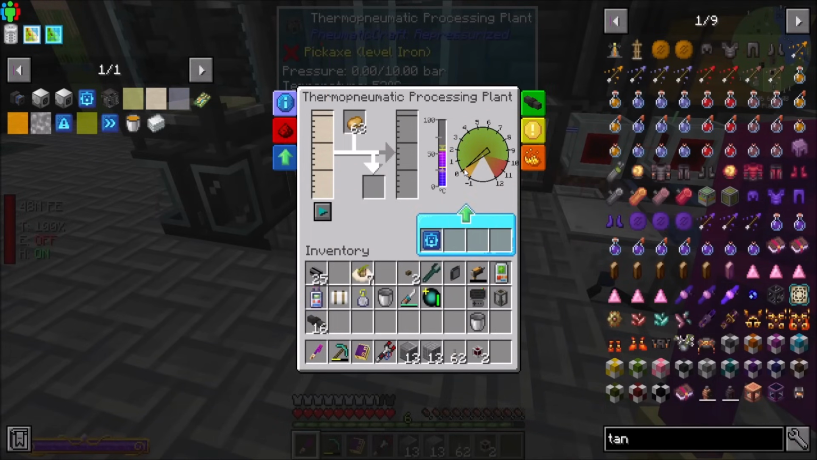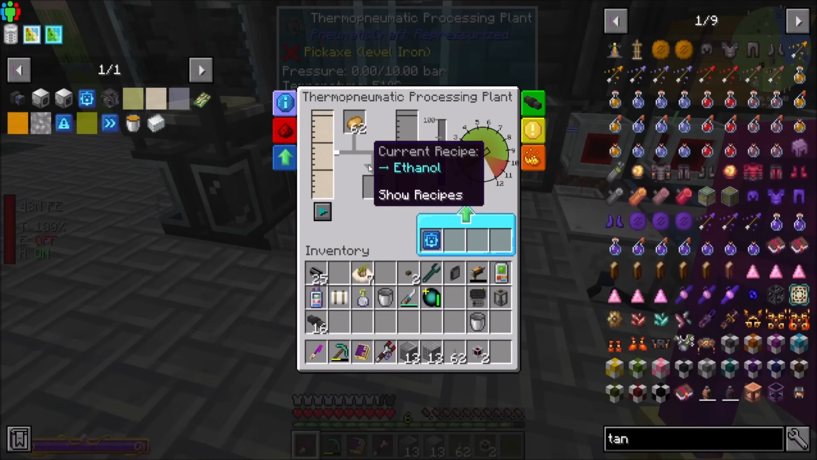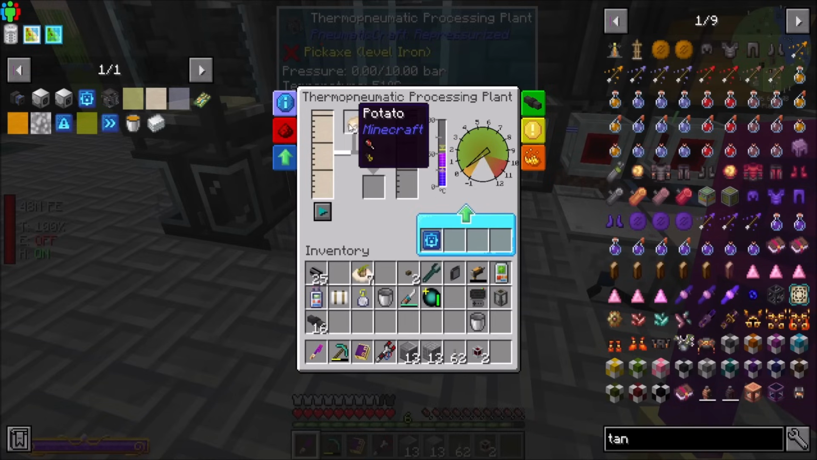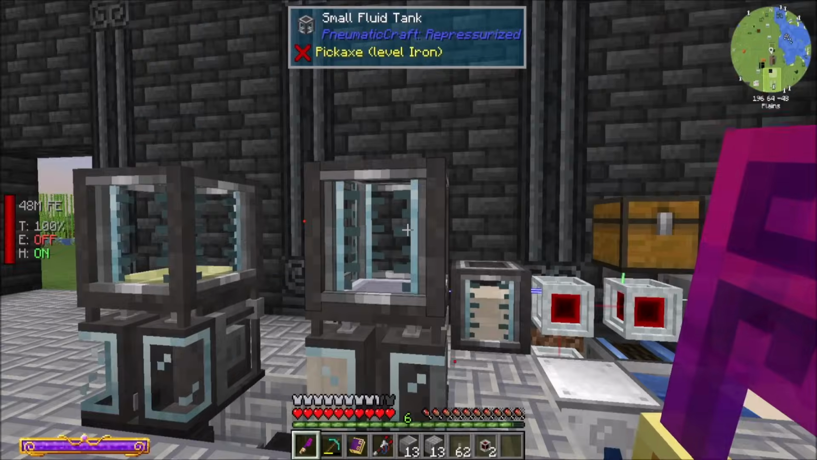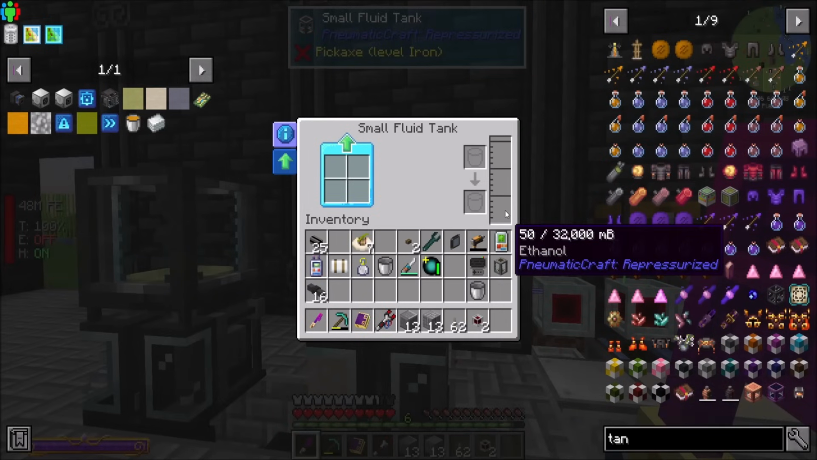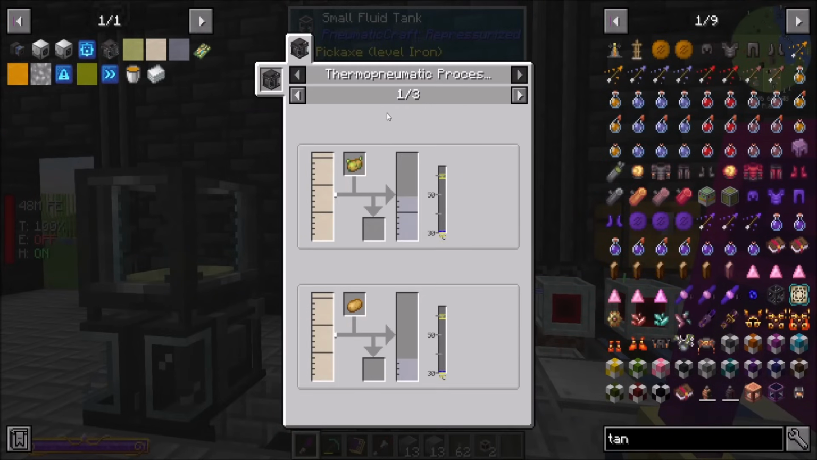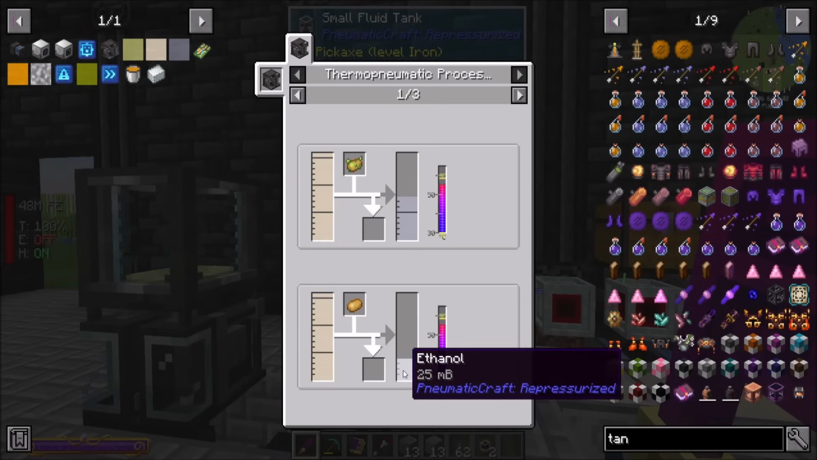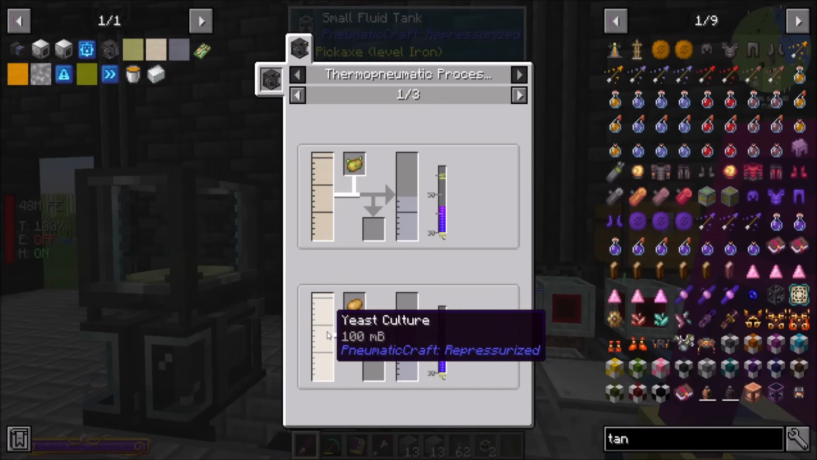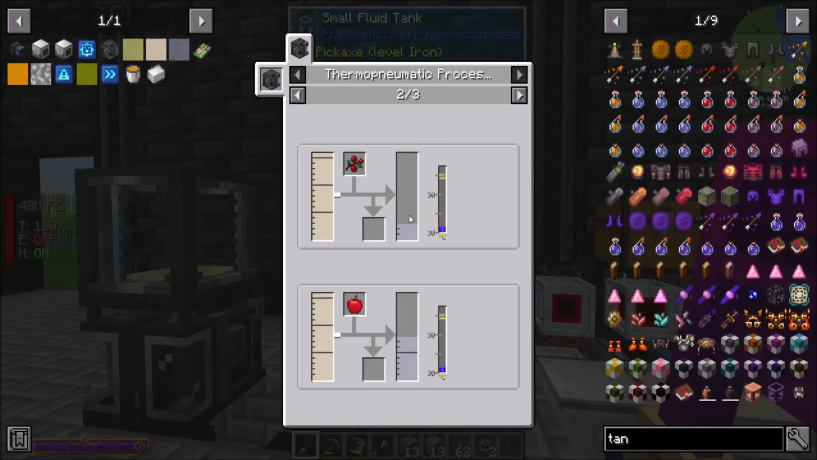And this does not care about pressure. It doesn't need any pressure, so we're fine. As long as we're above 0, which we are, we're good. Okay. Now you should be working. Right, you're working and you're dumping your ethanol into here. Perfect. Now we only get 50 millibuckets, well, 25 actually, from a regular potato. So not great. 50, 20, 50, 10, 50.